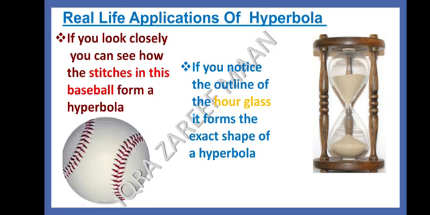Real life examples of hyperbola. The first example: if you look closely, you can see how the stitches of the baseball form the hyperbola shape. Here we can clearly see that the stitches of the baseball form the hyperbola. The second example: if you notice the outline of our glass, this exactly forms the shape of a hyperbola.